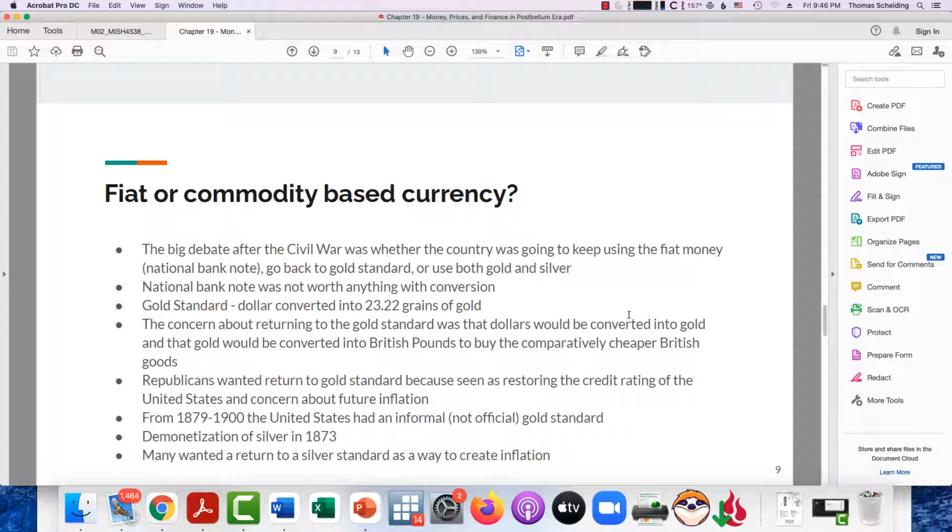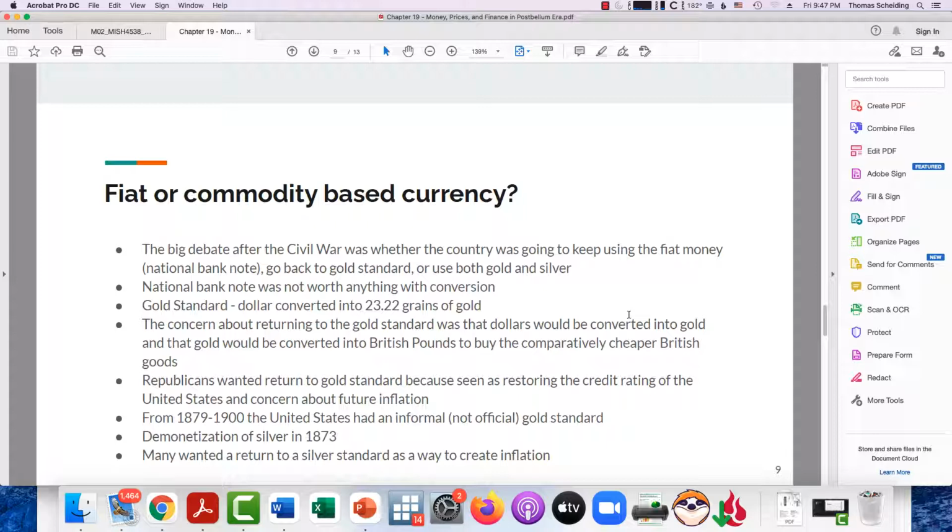And their argument did, at least informally or unofficially, win out. It was what we had. It was a system where you could, for the most part, convert your notes into gold, from about 1880, basically, to the turn of the century.